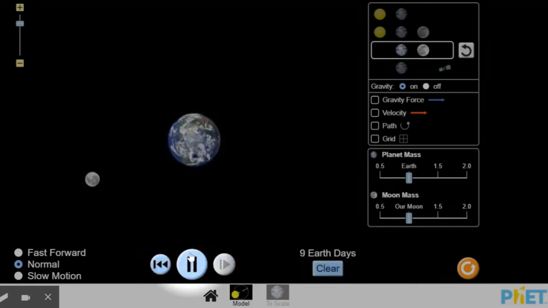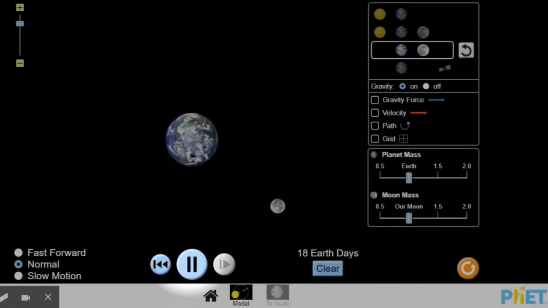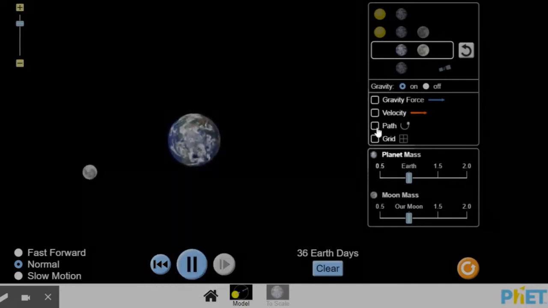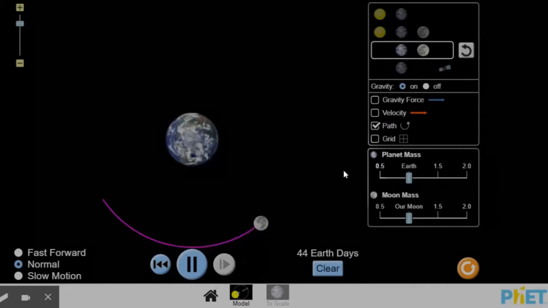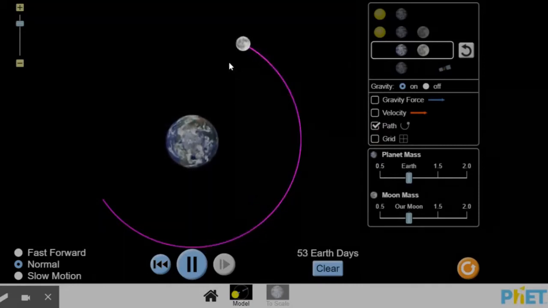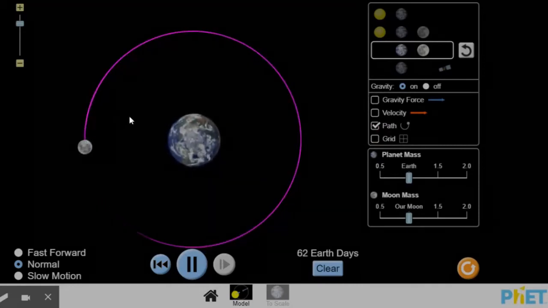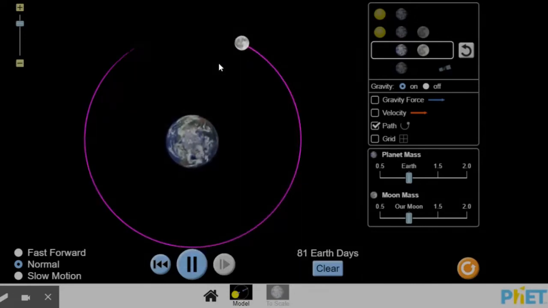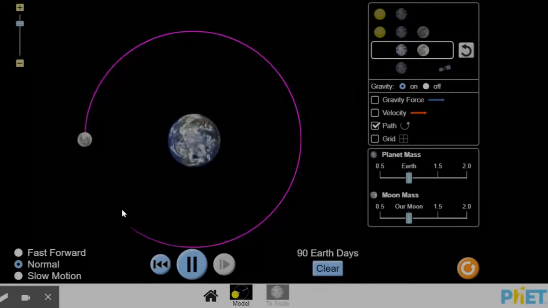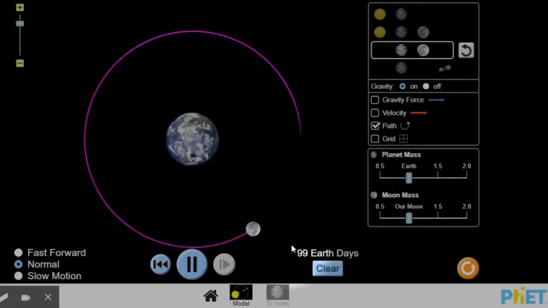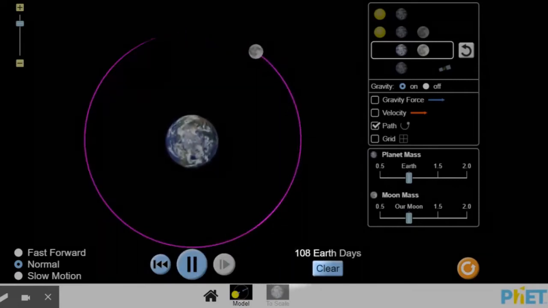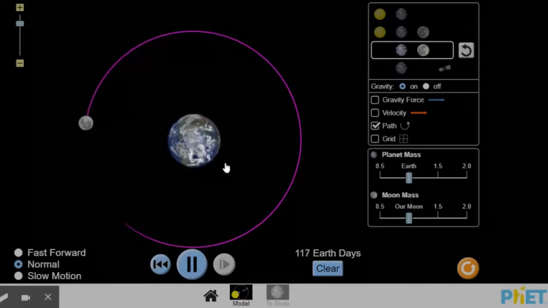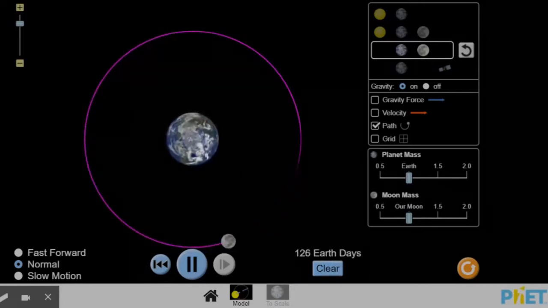Let's start off modelling the moon then, orbiting the Earth. A couple of things to look at. I'll just mark on the orbital path. First thing to look at is that the same face of the moon is always pointed towards us. So effectively, as it does one full rotation of the Earth, it spins on its own axis once. So we always see the same face facing towards us.